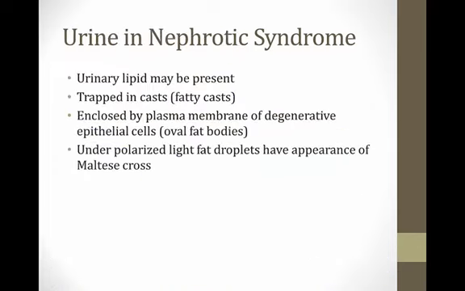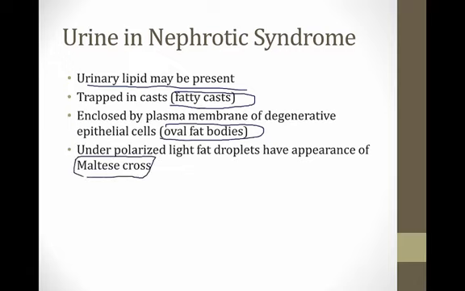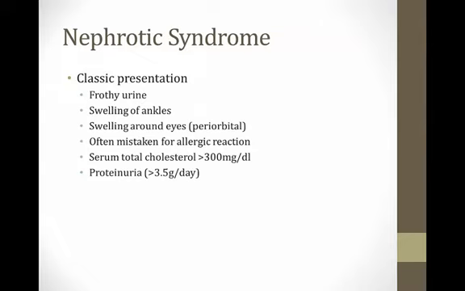Let me give you a little more detail about the urine in patients with nephrotic syndrome. You may see lipids in the urine. Now they can be trapped in casts, and these are called fatty casts. They also can be enclosed by a plasma membrane of degenerated epithelial cells, and these are called oval fat bodies. And if you look at these under polarized light, the fat droplets have an appearance of a Maltese cross. So if you heard a description of urine as showing fatty casts, oval fat bodies, or Maltese cross, they are talking about nephrotic urine.